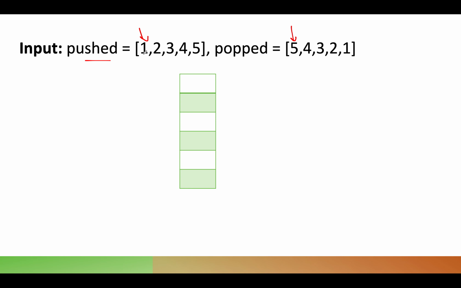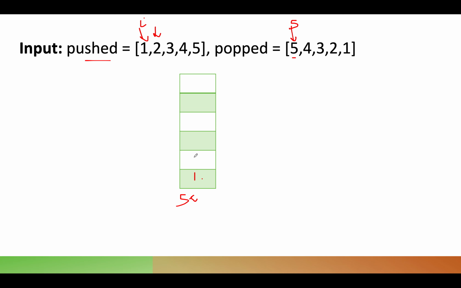The pushed array has 1 right now and the popped array has 5 in it. Since there is a mismatch, I'll insert 1 into my stack, and I'll compare the peek of the stack with the popped value. If it matches, then I'll increment the popped counter. So let's call this S and let's call this I. The I gets incremented to here, and S remains at this position itself.